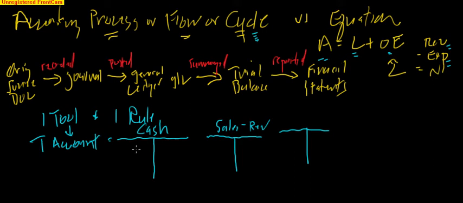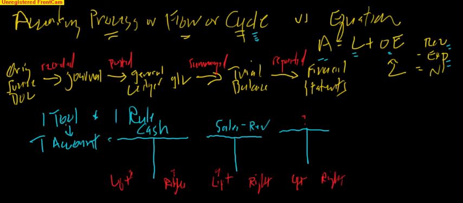You'll notice that there are two sides to each one of these accounts: a left side and a right side. You can see that, right? It's visual. For the sales account, there is a left and a right. For our cash account, there is a left and a right.